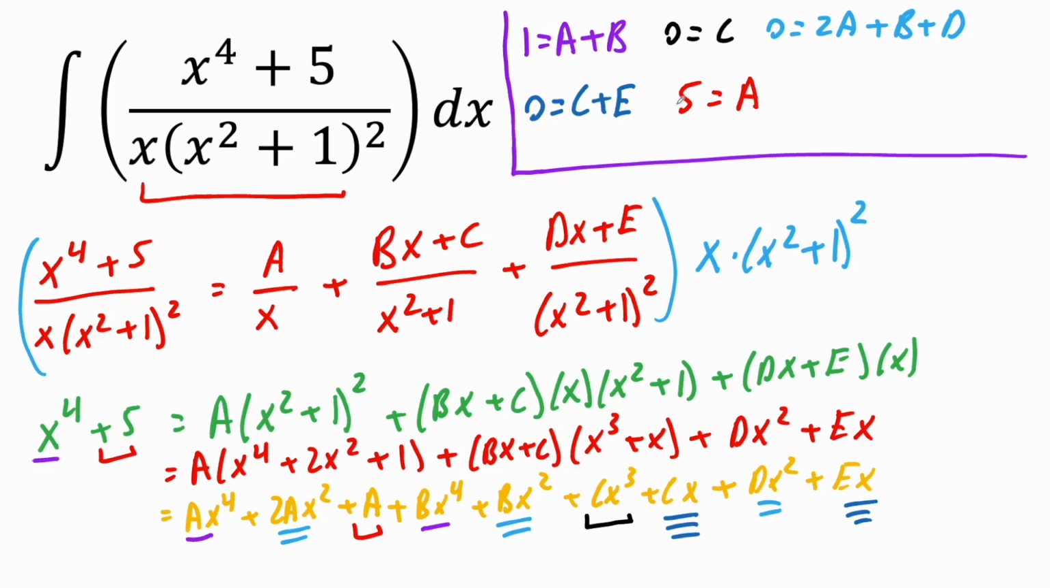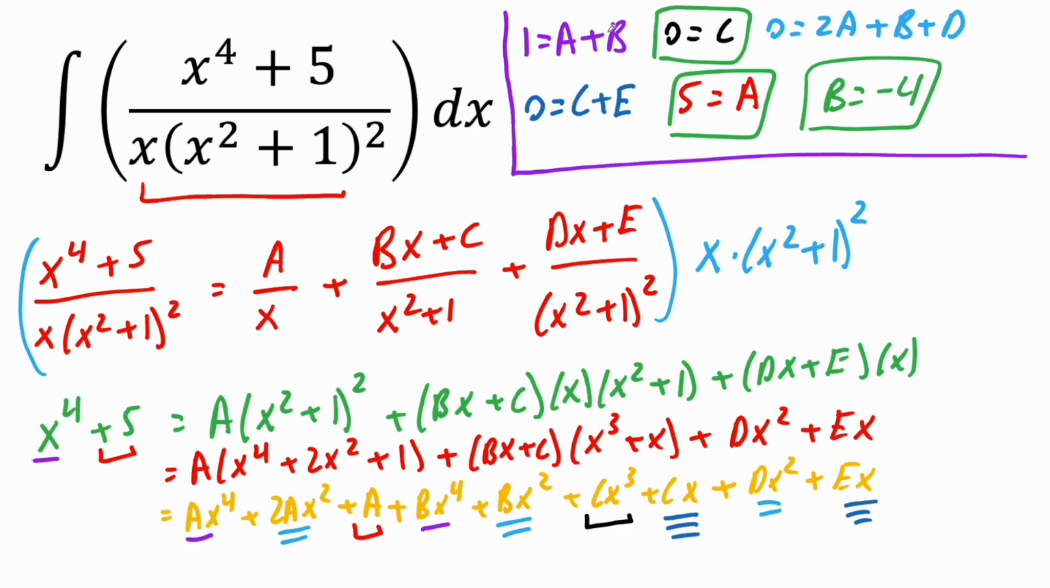So let's solve these letters. So we know A is equal to 5. We know C is equal to 0. Now if A is 5, we have 1 is equal to 5 plus B, then B has to equal negative 4. So we know B is negative 4. And we know this because 5 minus 4 is 1. Likewise, if C is 0, E is also 0 because it says 0 is equal to 0 plus 0. So E is also 0.